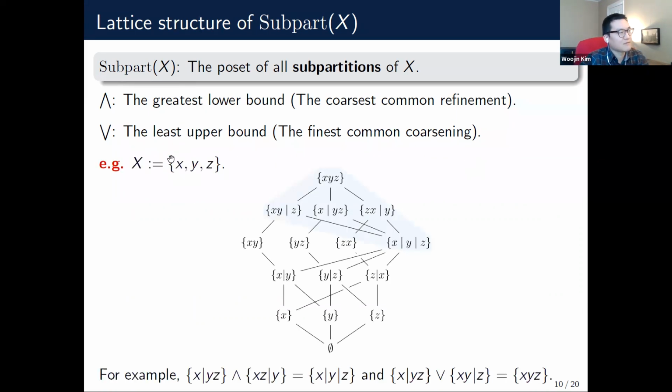For example, if we have this 3-point set as the underlying set, then this is the Hasse diagram of subpart of X. And if you look at these two partitions, for example, then the coarsest common refinement is going to be this partition, and the finest common coarsening will be this top partition.